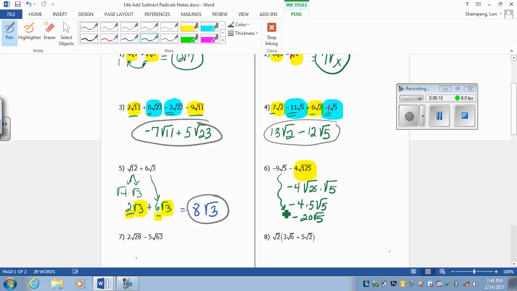I'm just going to bring this piece down, negative 9 times the square root of 5. Look what we have here. We have two radicands that are alike. They're both square root of 5. So now I'm just going to combine the coefficients, negative 9 and negative 20. That's going to give me negative 29 times the square root of 5.